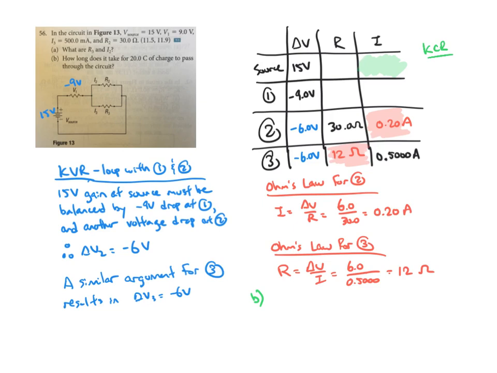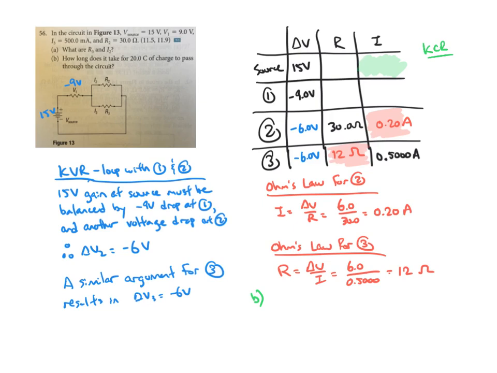So I know currents 2 and 3. Currents 2 and 3 are 0.2 amps and 0.5 amps. Well, that came from current 1. Current 1 flows into the junction and it's split up into 0.2 and 0.5 amps.